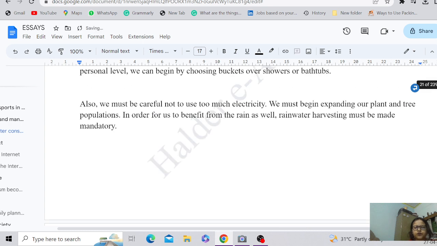Similarly, we should also be careful not to use much electricity. So we need to stop overuse of electricity. We should see that there is not so much use of electricity. We must begin expanding our plant and tree populations. We should start growing and planting trees in order for us to benefit from the rain as well, and rainwater harvesting must be made mandatory.